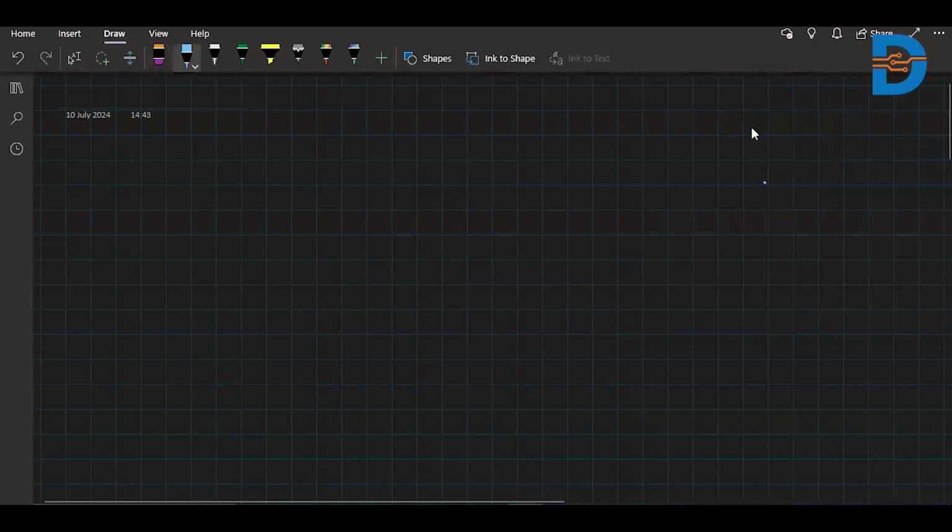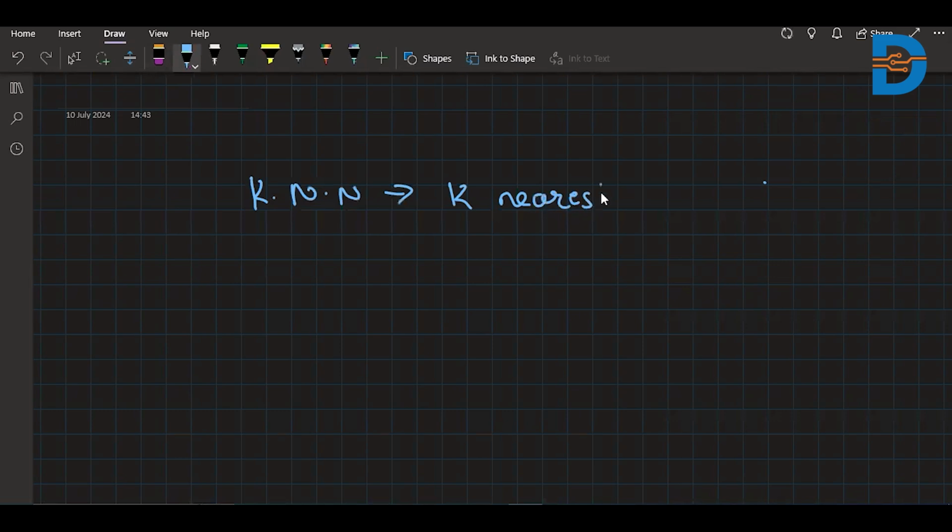Guys, the machine learning algorithm that we are going to have a look at today is called KNN, which is an abbreviation for K nearest neighbors. It's a very straightforward, simple, and intuitive kind of machine learning algorithm that makes use of the proximity of a new data point with the rest of the data points in the data set.